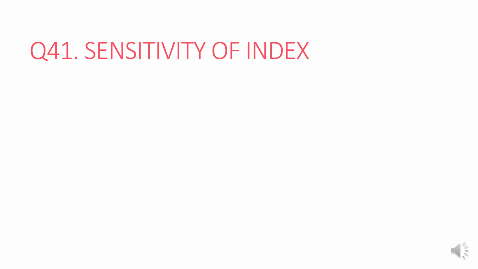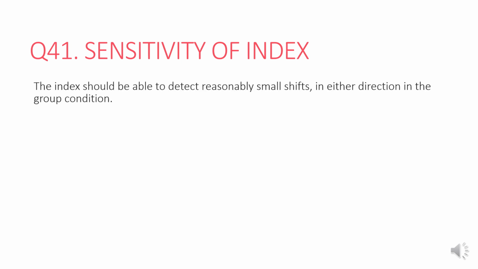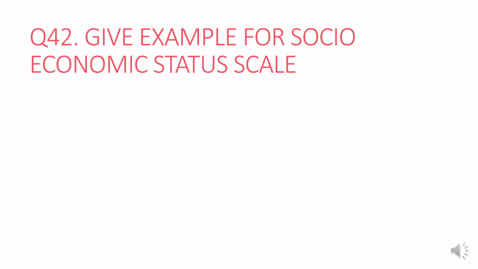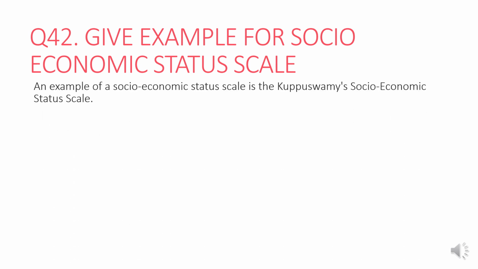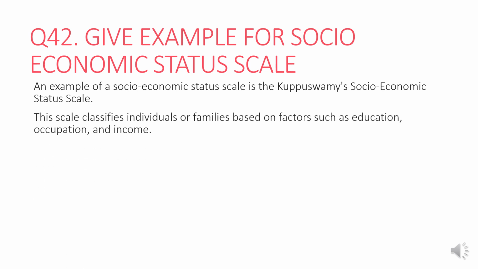Question 41 is sensitivity of index. The index should be able to detect reasonably small shifts in either direction in the group condition. Question 42 is give example for socio-economic status scale. An example of a socio-economic status scale is the Kuppuswamy's socio-economic status scale. This scale classifies individuals or families based on factors such as education, occupation, and income.